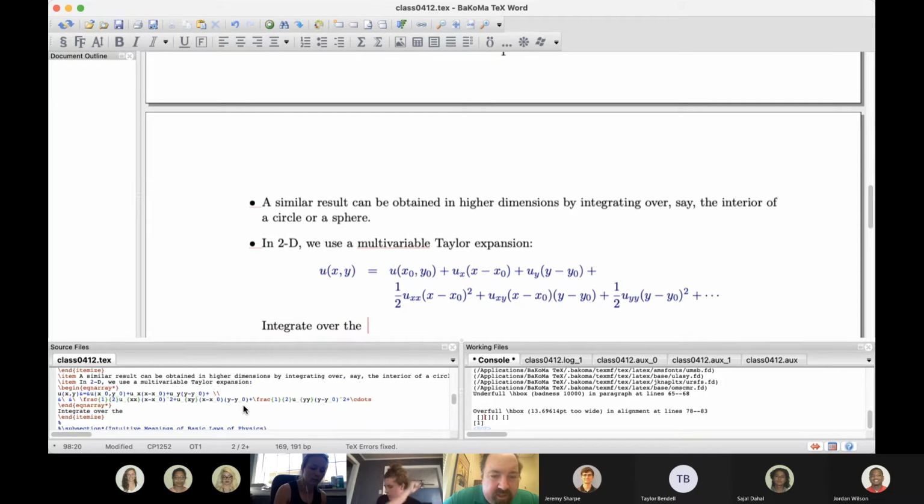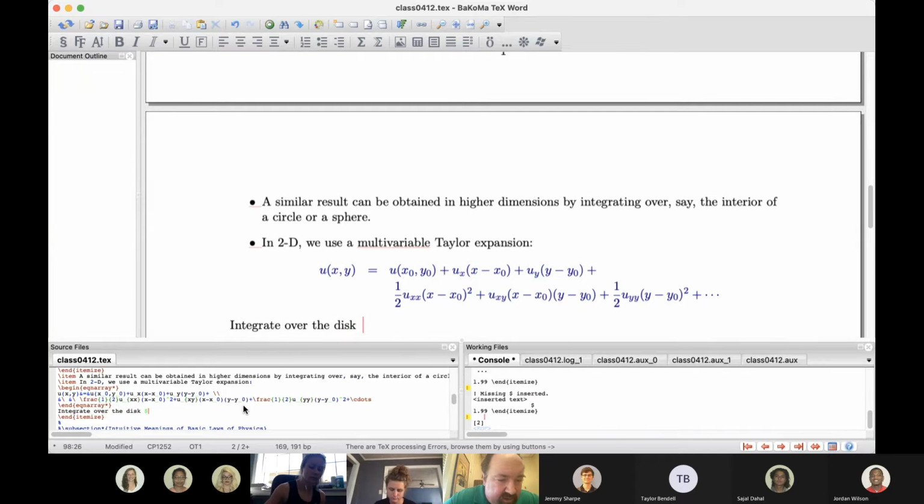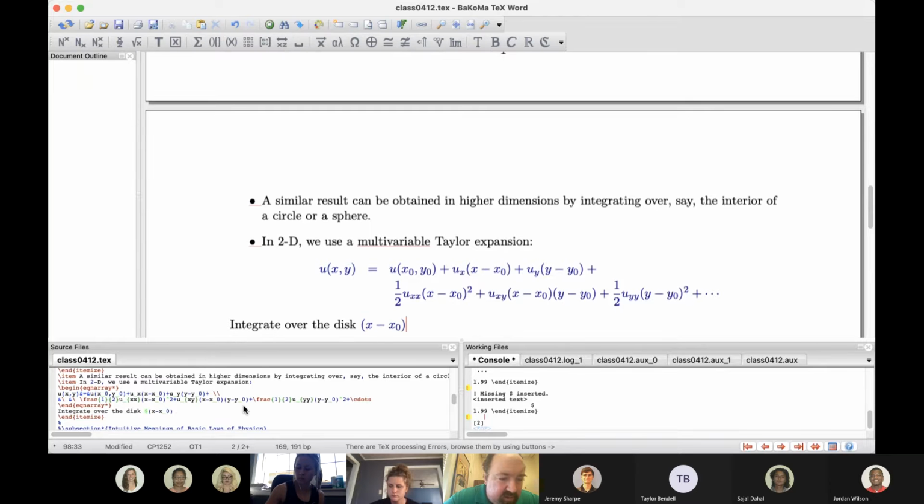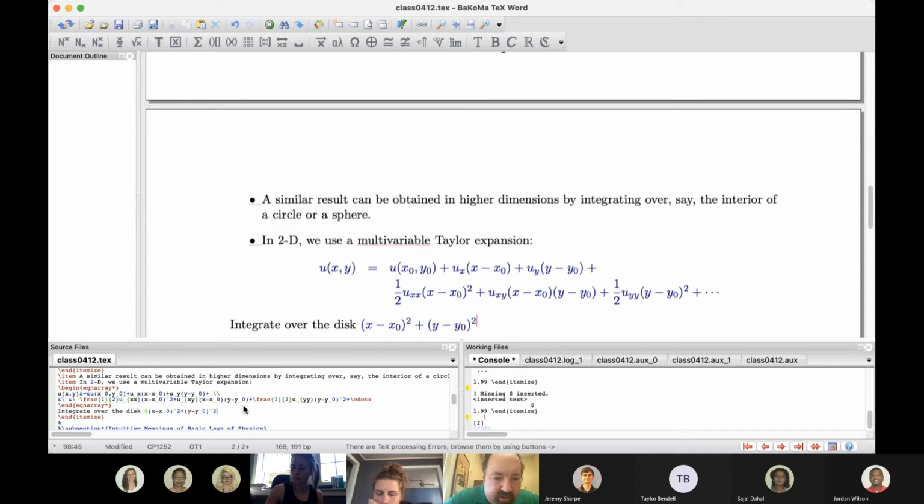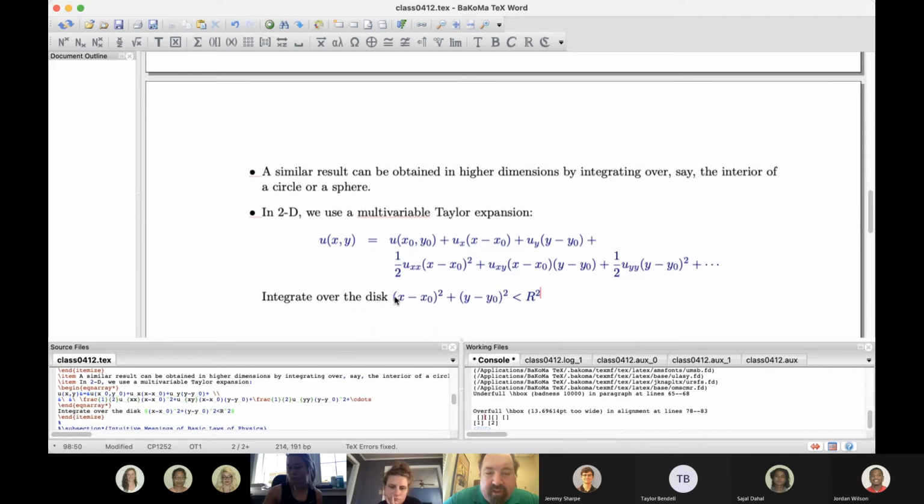integrate over the disk defined by x minus x naught squared plus y minus y naught squared is less than r squared, for some circle that's centered at x naught, y naught of radius r, and then we're just going to integrate over the interior of that circle, or the disk. And I'll use polar coordinates where needed.